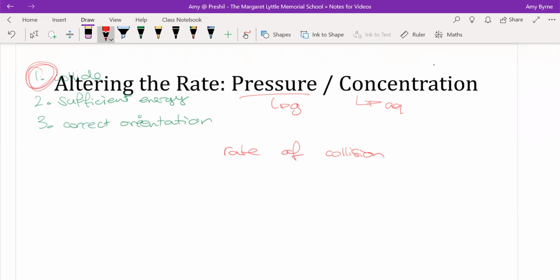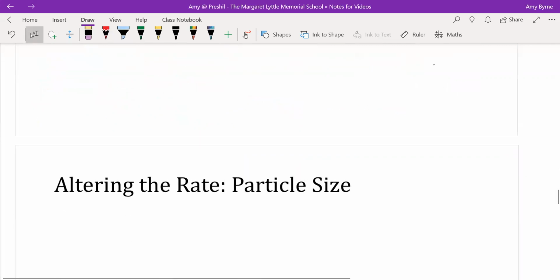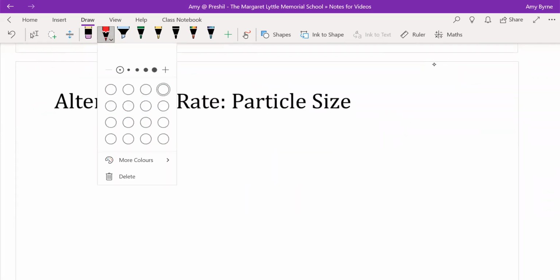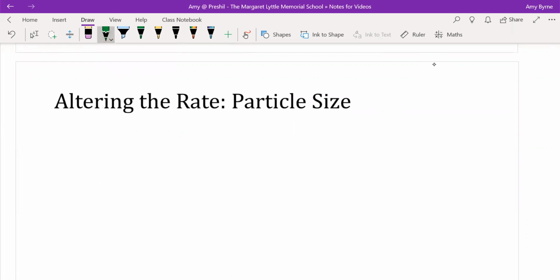So my particles are colliding more frequently. The energy with which they're colliding isn't changing, and the orientation in which those collisions occur isn't changing. So pressure and concentration, it's all about that rate of collision. And remember, we're talking about rates. So it's either frequency of collisions or rate of collisions. Just making sure you use that exact terminology so that the IB can't take marks off you.